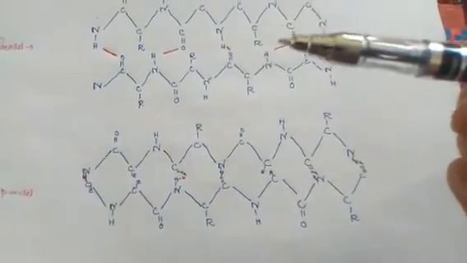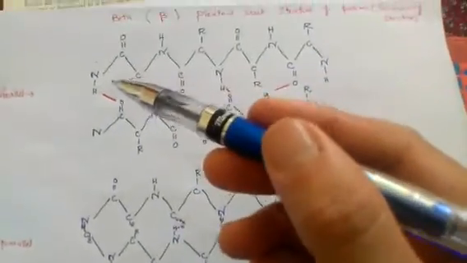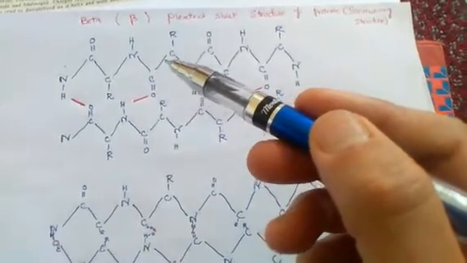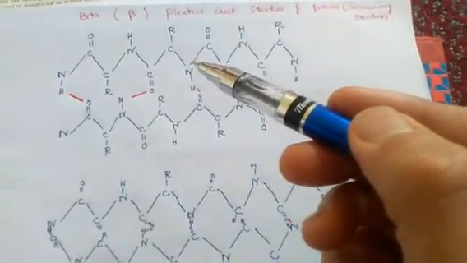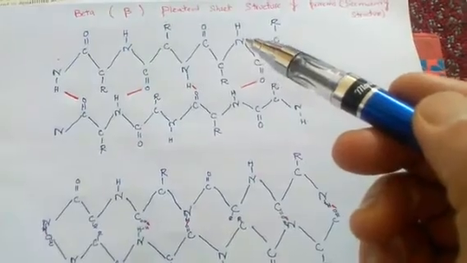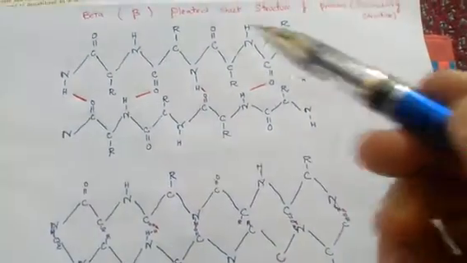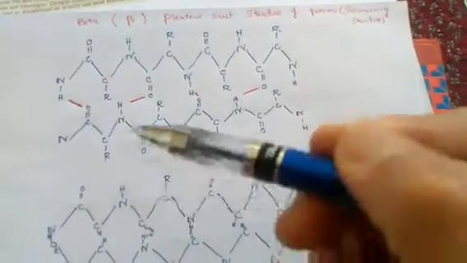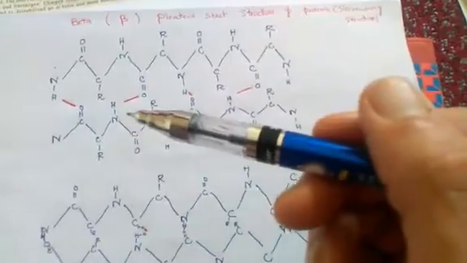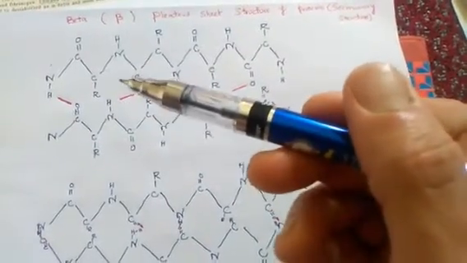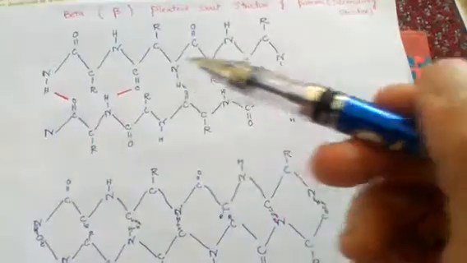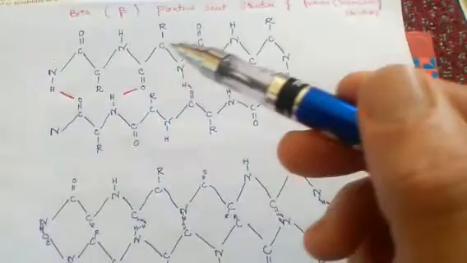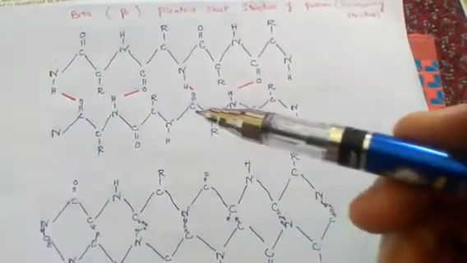In beta sheet, the backbone of polypeptide chain is extended into a zigzag structure, and the zigzag polypeptide chains are arranged side by side. You can have a look here. This is a zigzag polypeptide chain. This is a zigzag polypeptide chain.